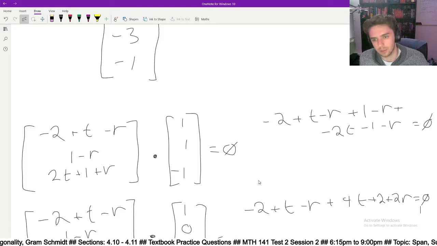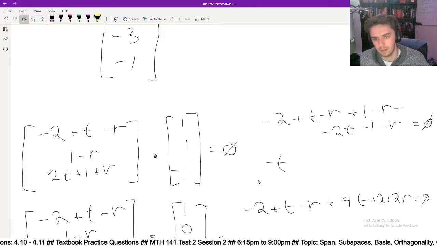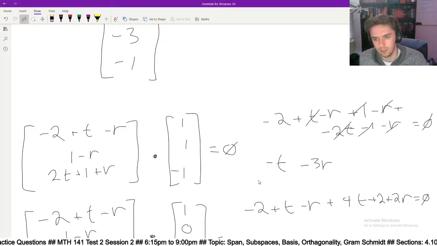So let's do the t's first. That's a t there. So we have a t and a negative 2t, so that's negative t. Okay, then the t's are done. R's: negative 3r. Okay, these cancel. And just minus 2 equals 0.